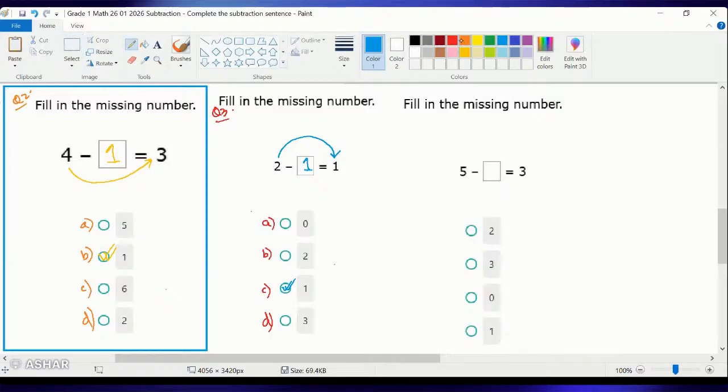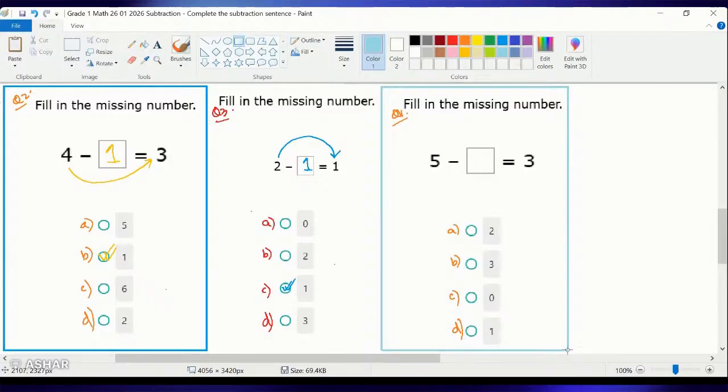Question number 4 says 5 minus a number should be equal to 3. And the given options are A, B, C, and D. So what should be subtracted from 5 to make it a 3? Or what we can do is 5 minus 3.